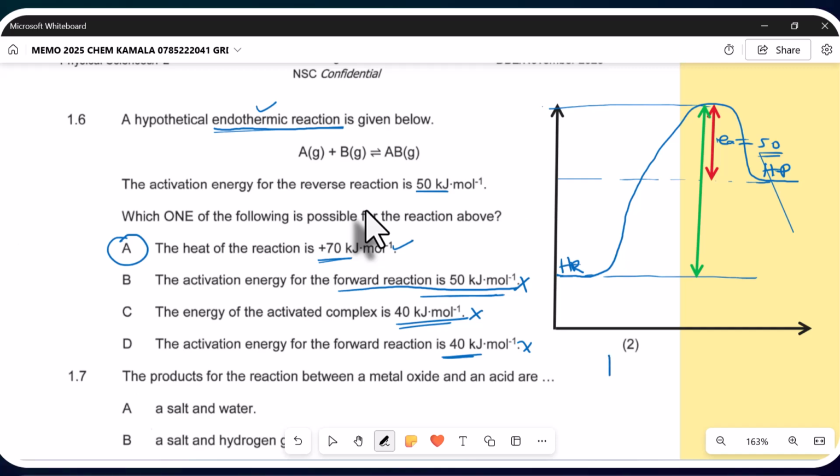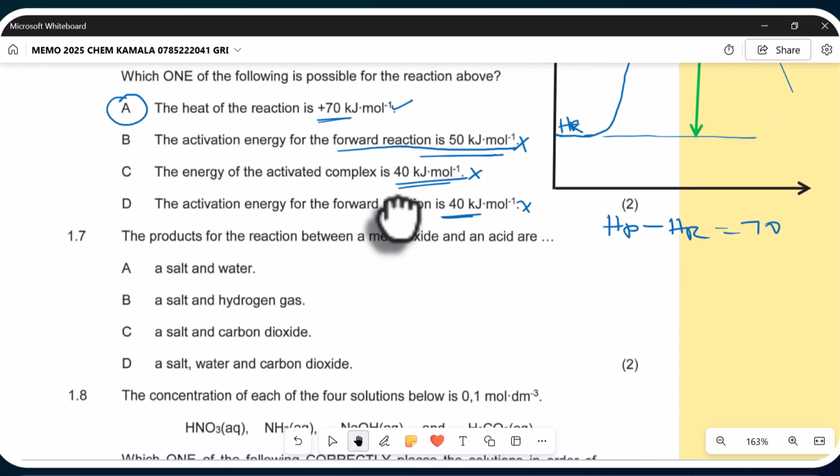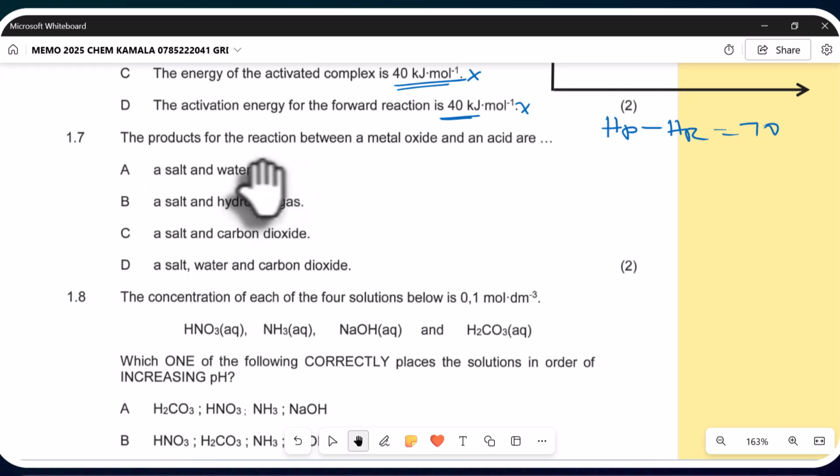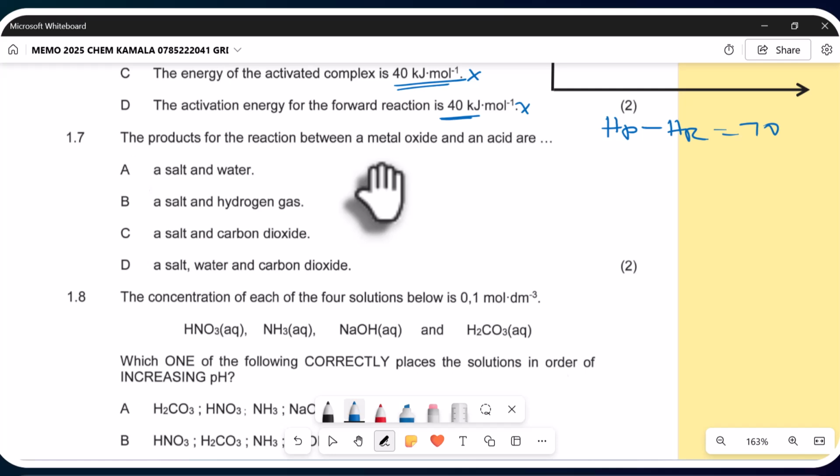1.7. They say the products of the reaction between a metal oxide and an acid are. Now, when you react a metal oxide and an acid, what do we get? It gives us a salt and water. To get a salt and hydrogen, that's when you react a metal with water, but here we are reacting a metal oxide with the acid. So here we are getting salt and water.